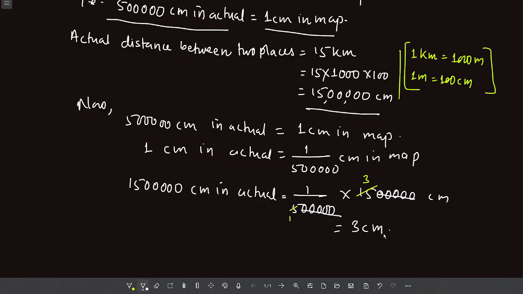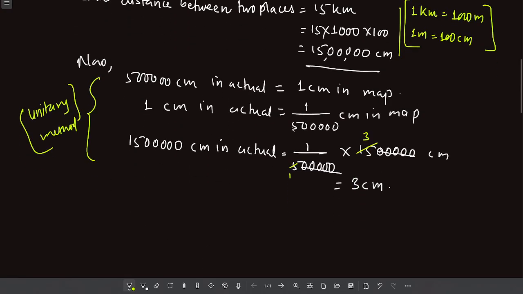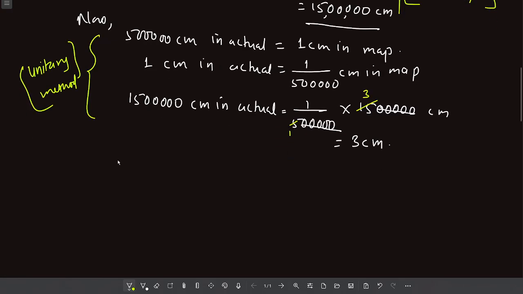Now 15 kilometer in actual means it is 3 centimeter in that map. So here in this process we have used the unitary method. It is called the unitary method. Or you can directly use the ratio also. The scaling in the ratio is given.